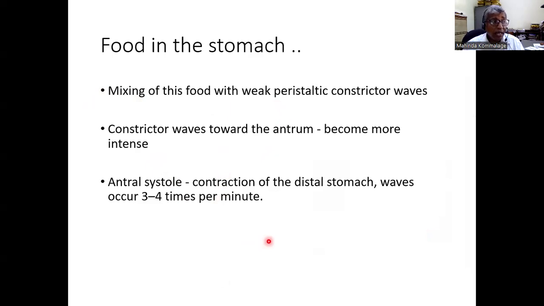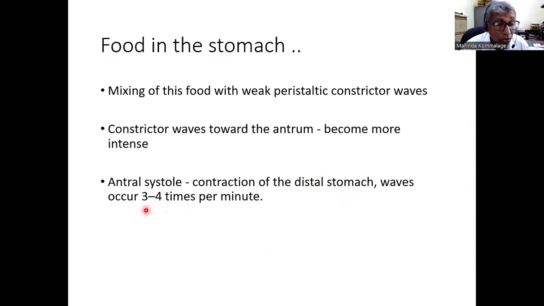It's something like the systole of the heart, right? There is a contraction in the antrum that expels a small amount of food to the duodenum. It's a wave occurring three to four times per minute, and a small amount will move to the duodenum, right? So therefore we call this antral systole.